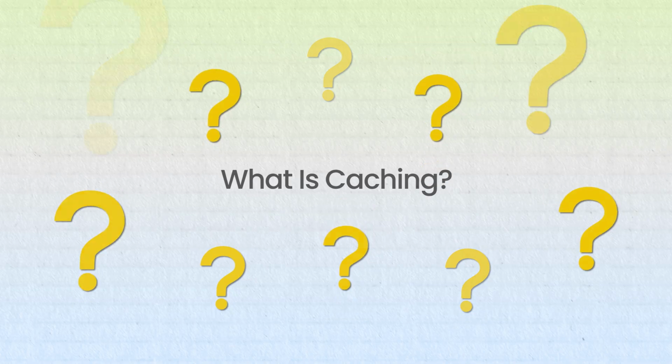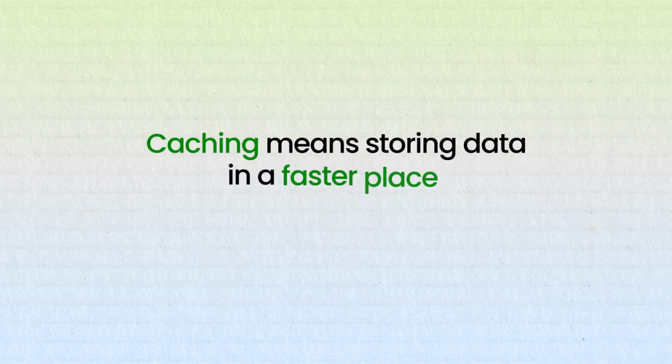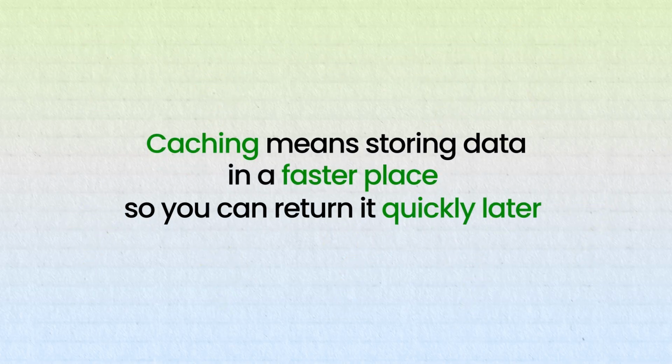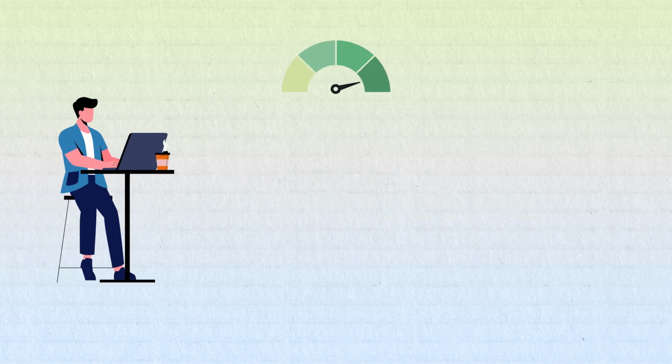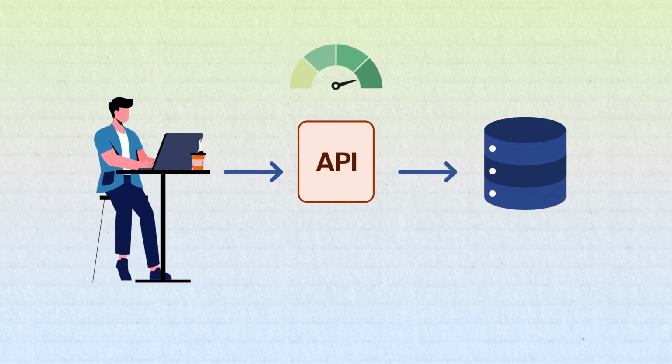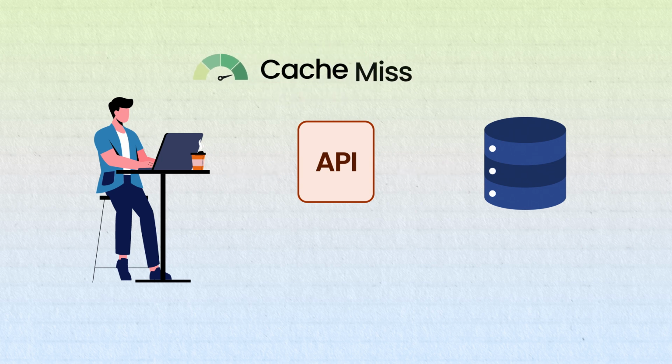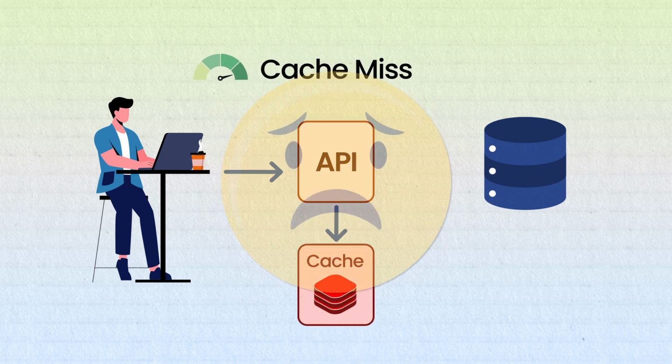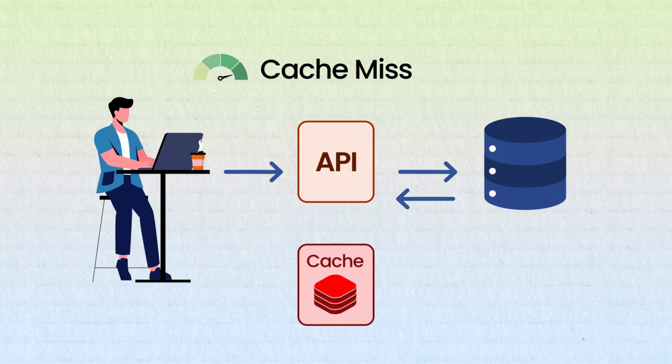What is caching? Caching means storing data in a faster place so you can return it quickly later. The first request is usually slower because the backend still needs to get the data from the database. That's called a cache miss. The client communicates with the API to get the data from the cache. It doesn't find it in the cache, so it goes to the database, and then it returns to the cache to be returned to the user eventually.